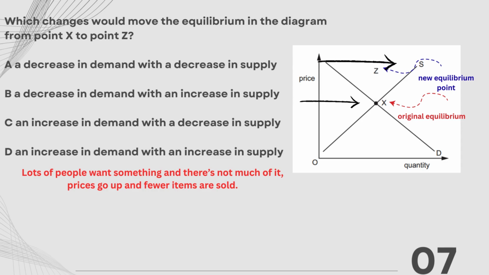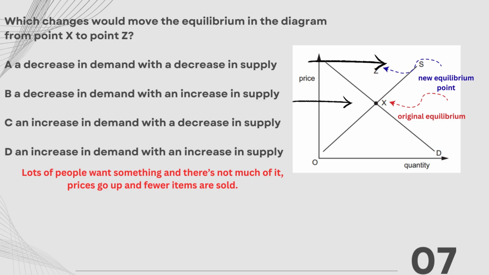Letter C, increase in demand and decrease in supply. It means that more people want it, okay, increase in demand, but there's less of it to go around. So that makes the price go up and fewer items get sold. So letter C statement really fits the chart perfectly. The higher the price, the lower the quantity. So the answer is letter C.